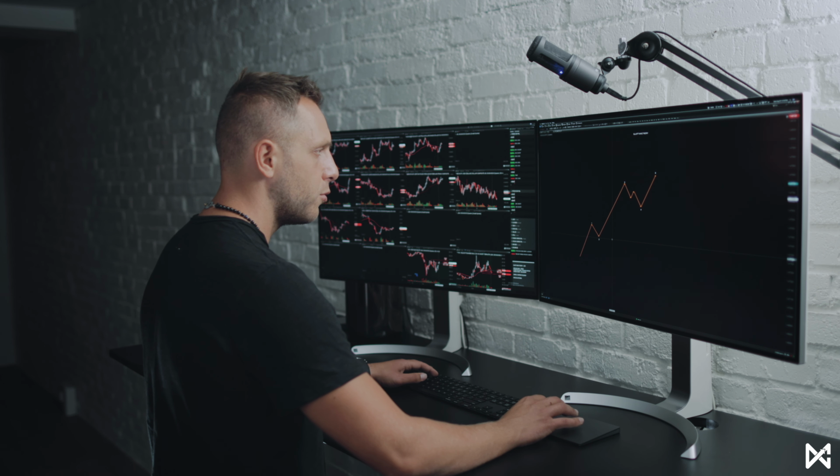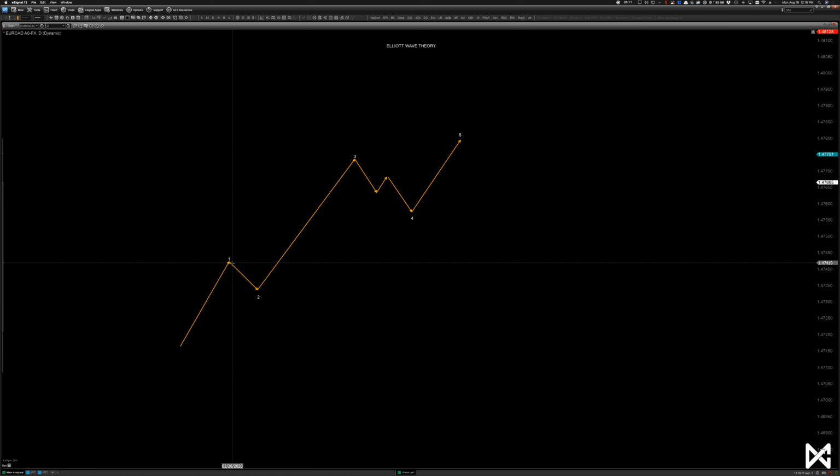So, simple pullbacks and complex pullbacks. This right here is what we would call a simple pullback, simply because we have a breakout, which is wave 1, and then this is wave 2, just a straight simple pullback. Wave 3, and now this is a little bit more of a complex pullback. We might develop a falling wedge or a flag or some kind of price action pattern. And typically this would look something like this.